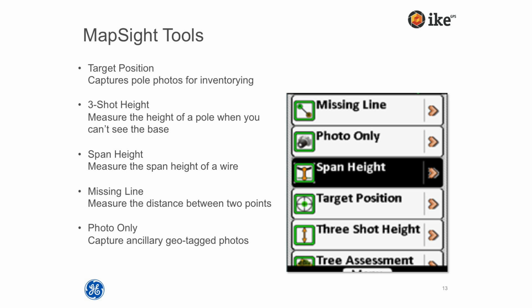Span height is basically to take away the old manual method of having a stick and being able to calculate by measuring the span of the height of the wire by highlighting the wire and then moving underneath it to calculate its perpendicular point. Missing line is a very, very versatile tool that allows us to capture points between any 2 points. That could be horizontally, it could be vertically. As you'll see later, we use it in a variety of data collection applications. And then finally, photo only. Although all these tools contain photo and geospatial location, photo only gives us a quick ability to capture ancillary geotagged photos. Could be instructions or could be just a quick photo.